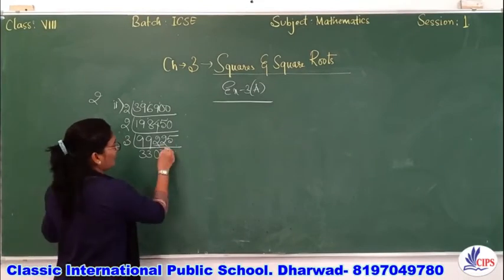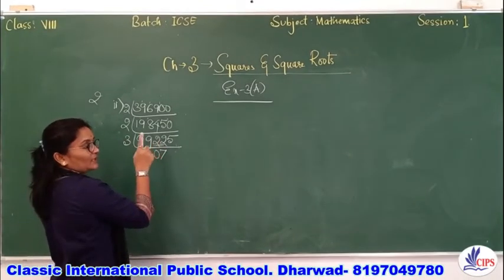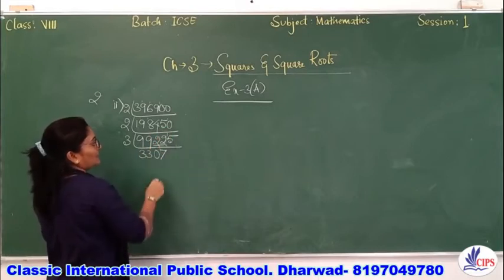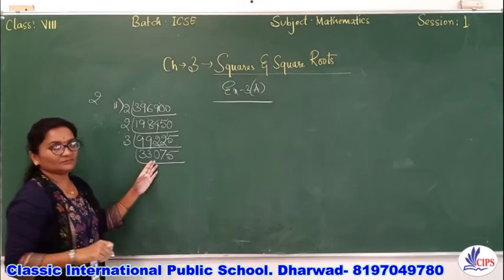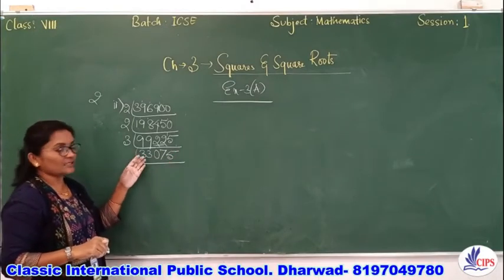So 3 7s are 21, I'll take. Now 22 minus 21 is 1. I'll borrow 1 here. It becomes 15. So 3 5s are 15. Now again we need to check whether it's divisible by 3.